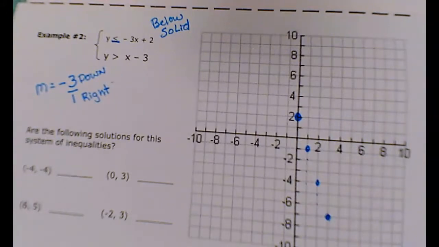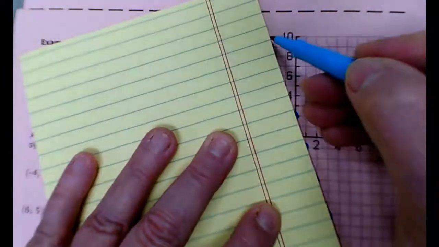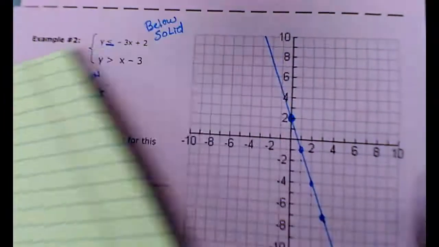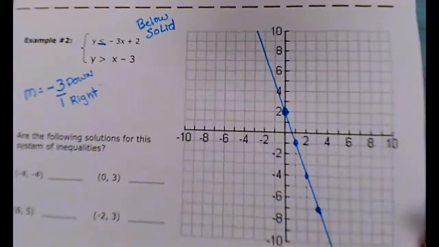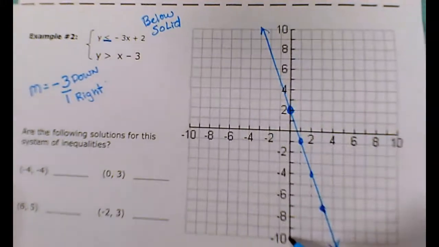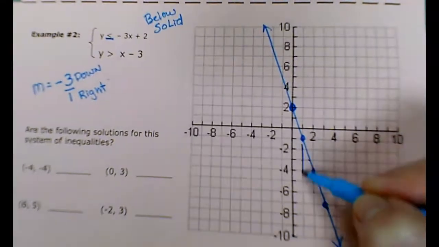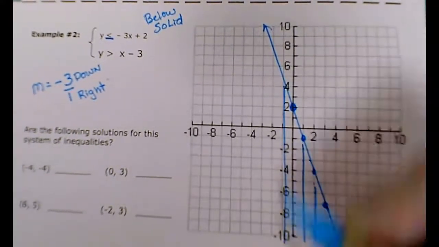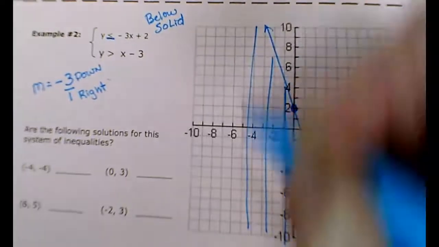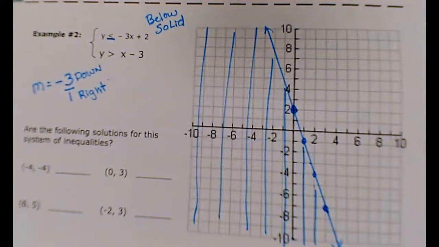And I am going to connect my dots. You're going to use the Cami shape that's a line. And I am going to go below the line. All that part is going to be my shaded in part for my first line.